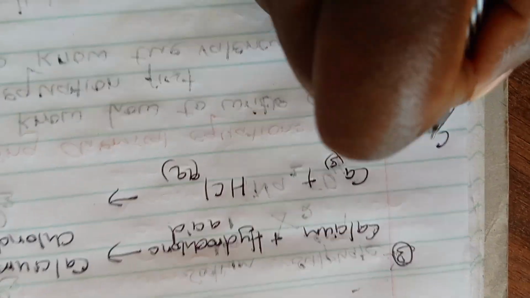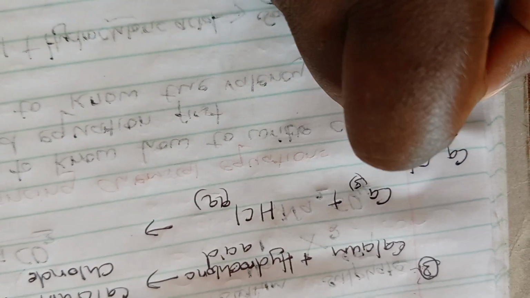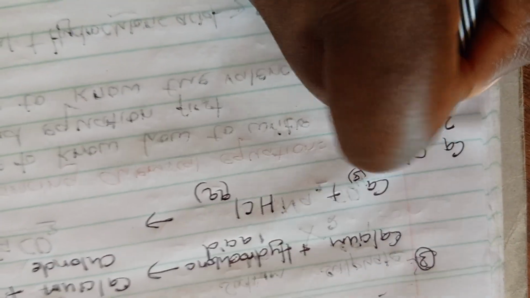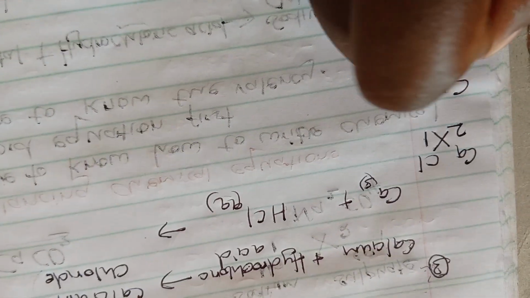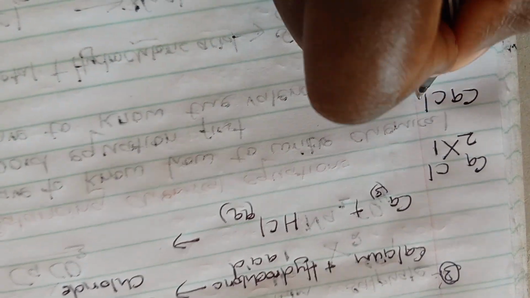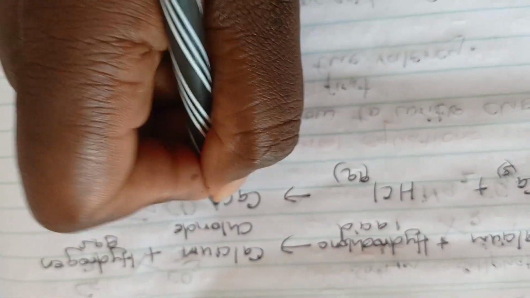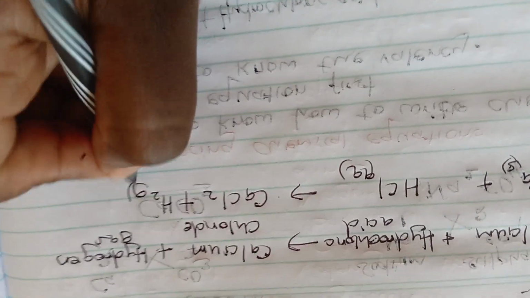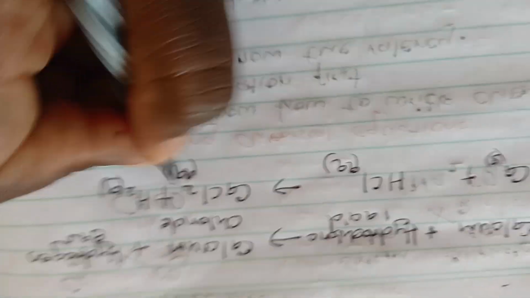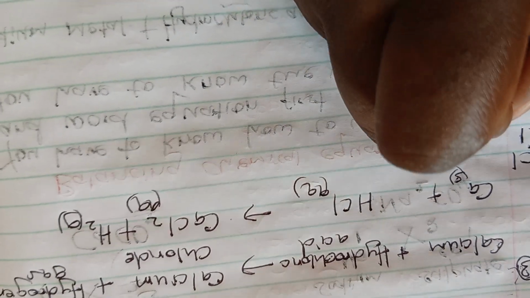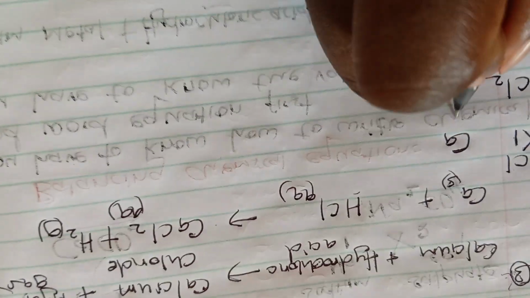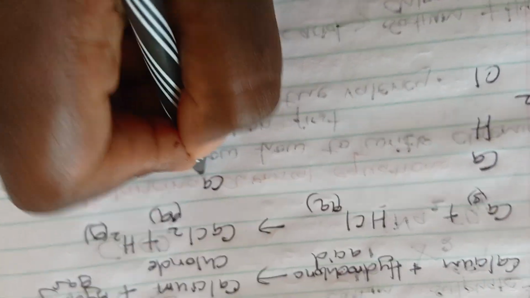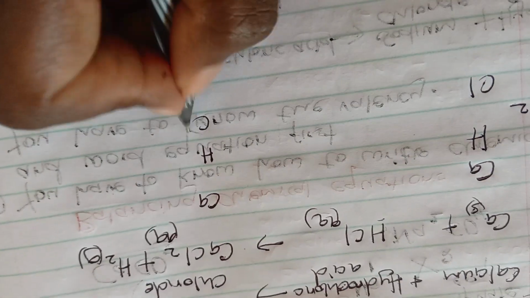Write it somewhere. I have calcium and chlorine. Calcium is valency 2, chlorine is valency 1. Exchange the valency. So you have CaCl2. That is the chemical formula of calcium chloride, plus hydrogen gas, which is H2. This is a gas. This is an aqueous. So now you write the atoms present. We have calcium, we have hydrogen, and we have chlorine. This other side we have calcium, hydrogen, and chlorine.